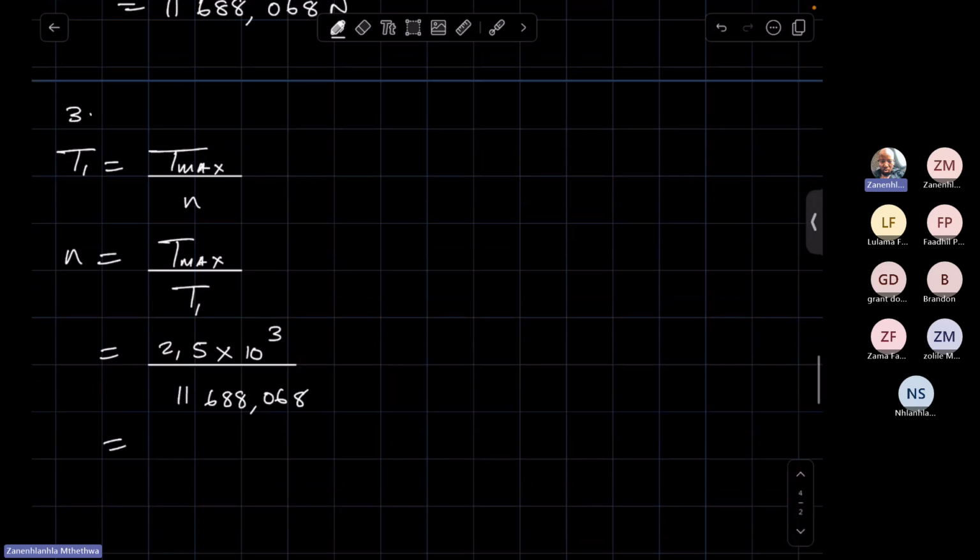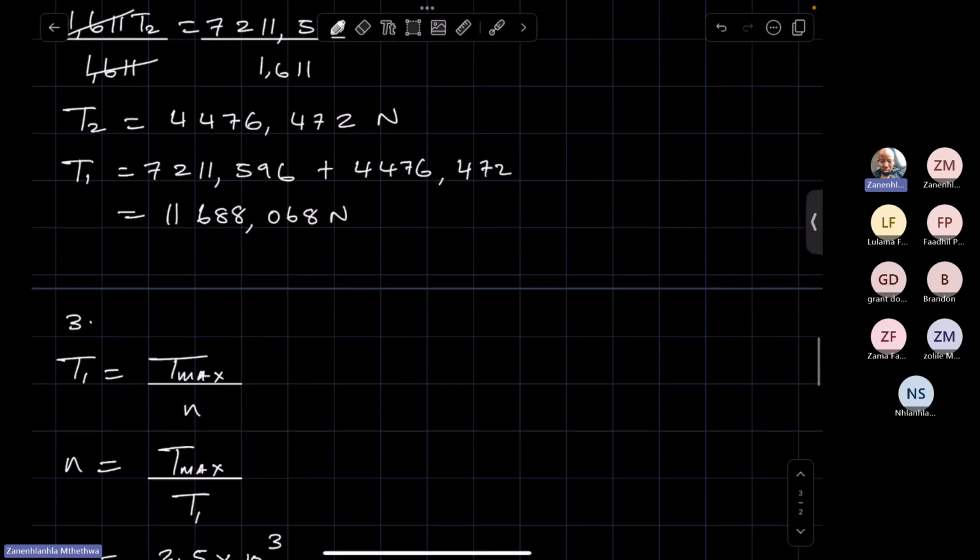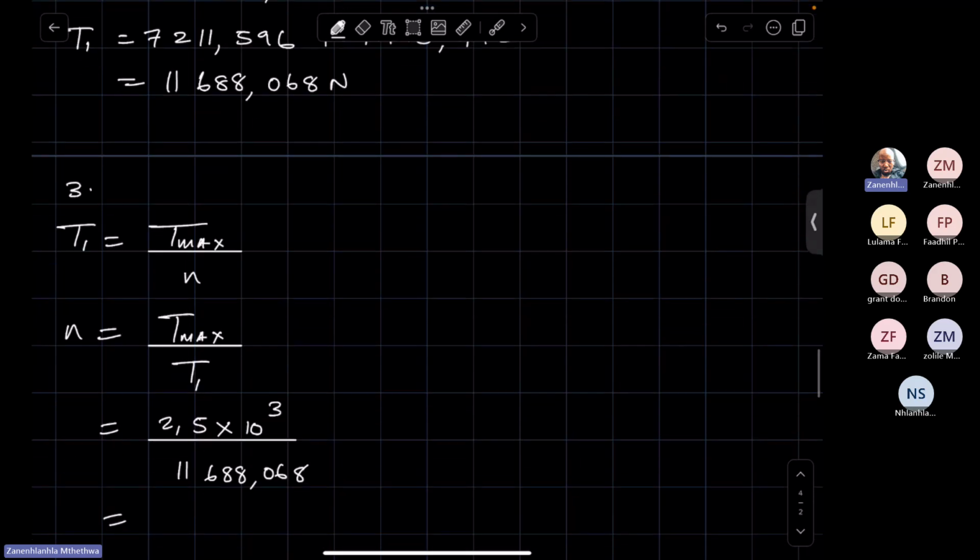And I'm getting 0,2. No, something is off here. Something is way off.